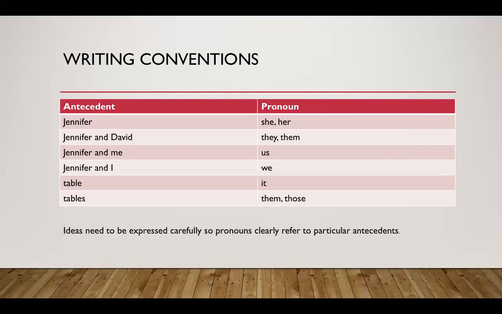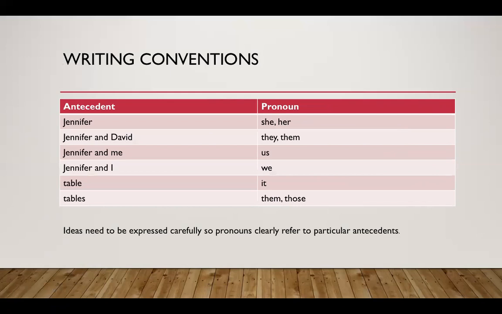Jennifer and me, being the antecedent, the pronoun you would use is us. Jennifer and I, we is the pronoun. Table, it, and tables, them or those. So ideas need to be expressed carefully so that the pronouns clearly refer to the antecedents.